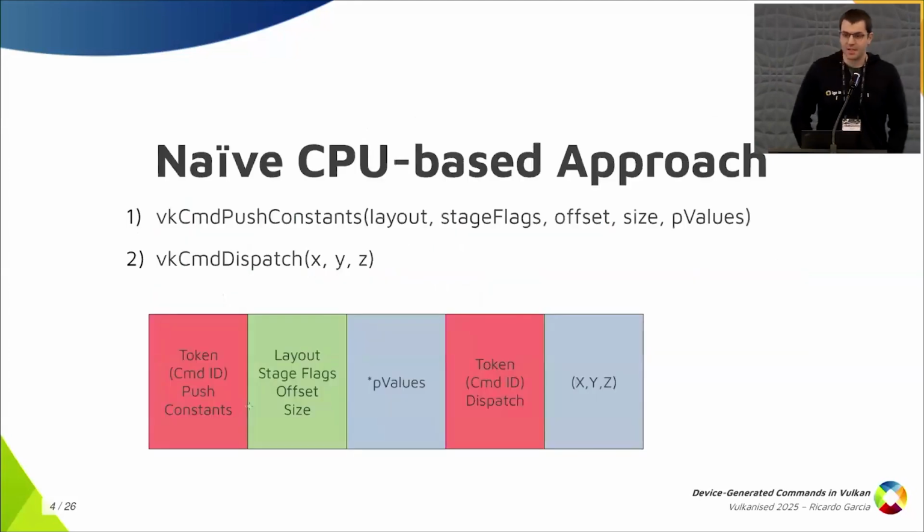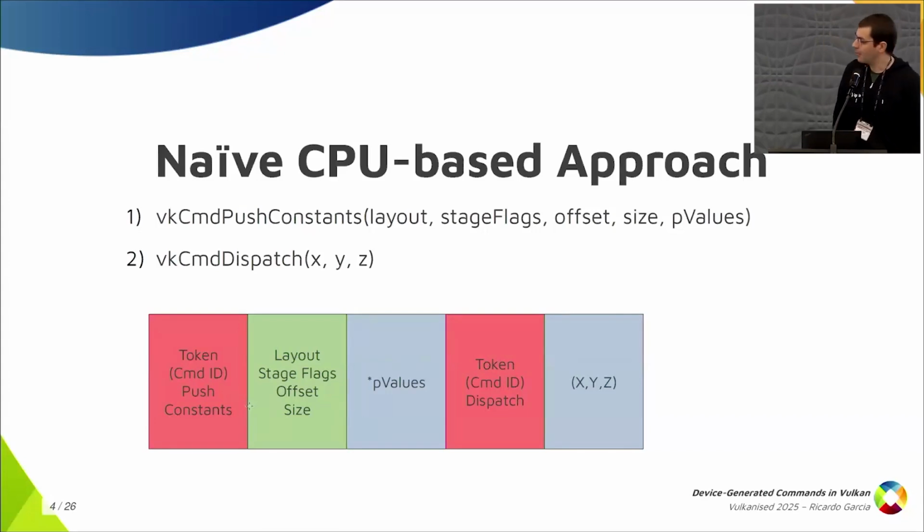So if we set aside Vulkan for a moment, we start thinking about GPUs and you want to come up with a naive CPU-based way of running commands from a storage buffer. How do you do that? Well, one immediate solution we can think of is, first of all, I'm going to assign a token, an identifier, to each of the commands I want to run, and I'm going to store that token in the buffer first. And then depending on what the command is, I want to store more information.